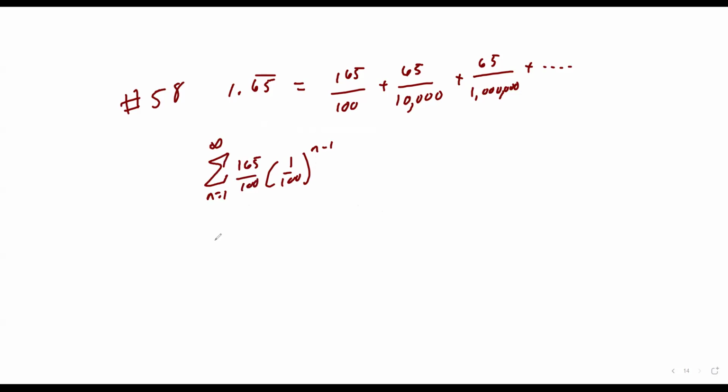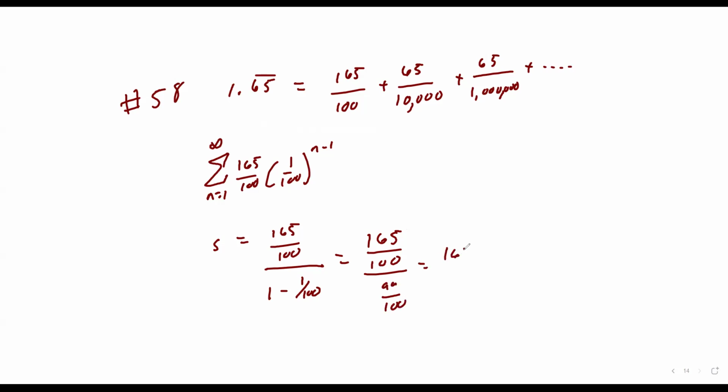So then when we work this out using our equation, this will be 165 over 100 divided by 1 minus 1 over 100. So now I get 165 over 100, and then this would be 99 over 100. And this is then 165 over 100, flip it, 100 over 99. So therefore, this guy as a repeating decimal would be 165 over 99.